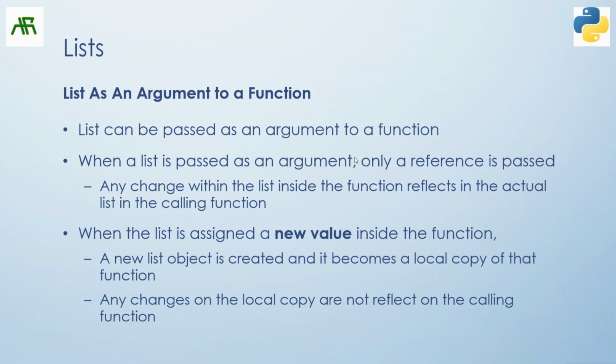Whereas if I'm making an assignment to the same list which was passed as an argument, assigning a new value altogether, this change will not reflect in the return value. A new list object is getting created and becomes a local copy of that function. Whenever the list becomes a local copy, it does not reflect in the calling function. The scope or life of that local copy ends within the function itself.